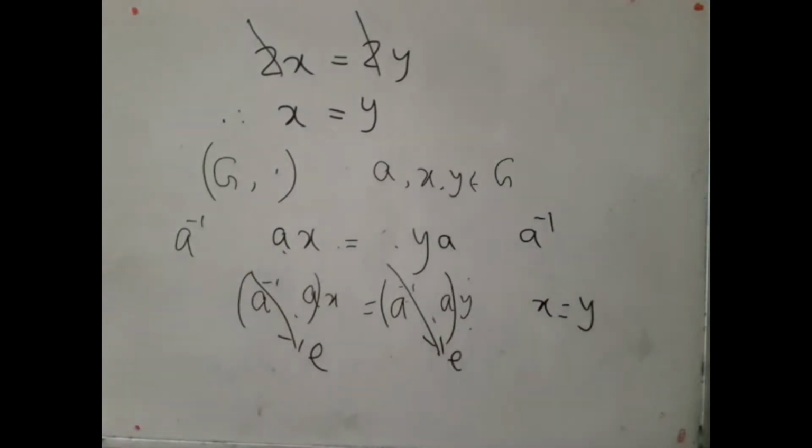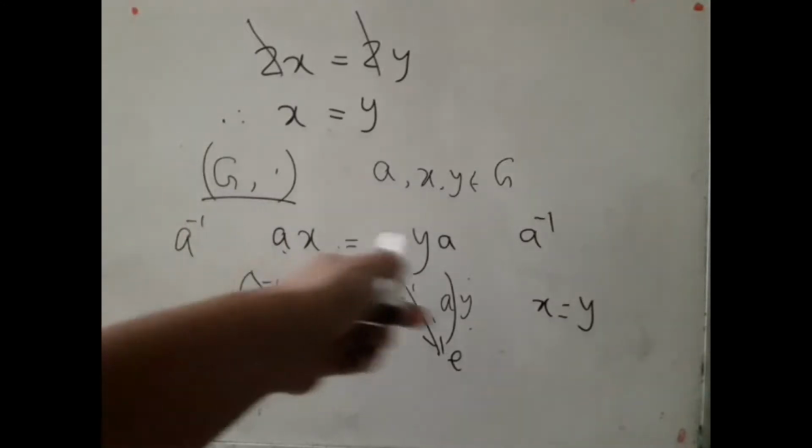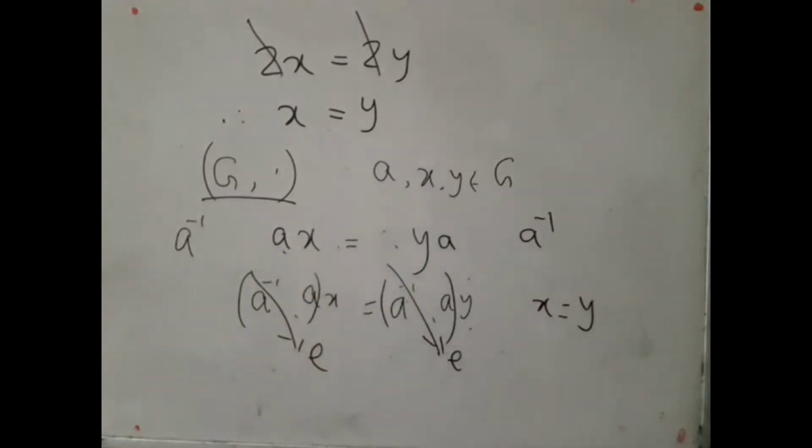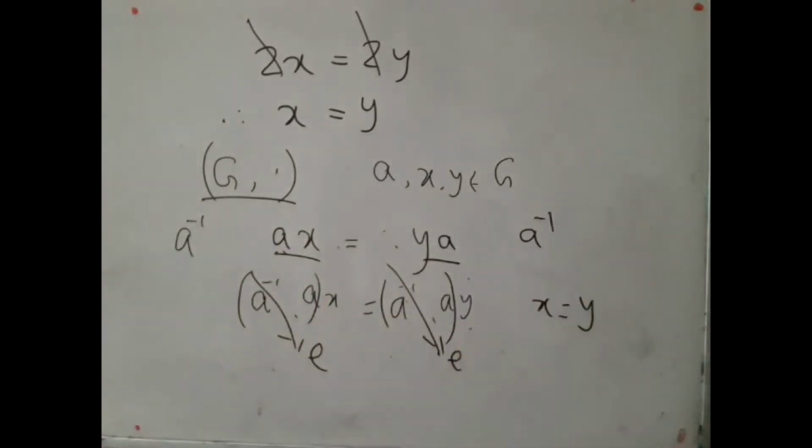In fact, here is another example which is a little less trivial than the last one. Try to come up with a counter example. You must use a non-abelian group for which this fails, that is, for which you have got ax equal to ya, but x is not equal to y.